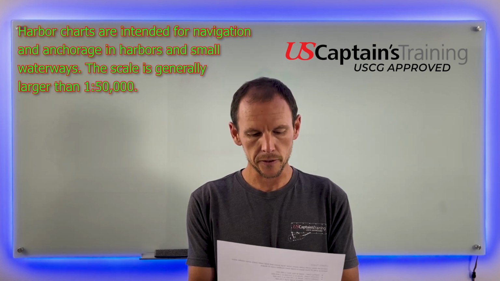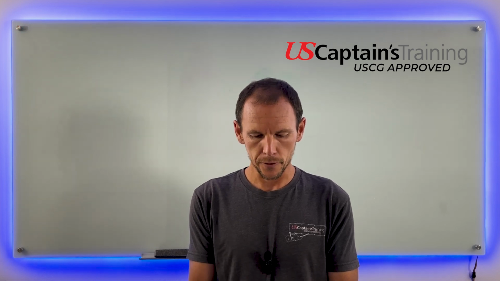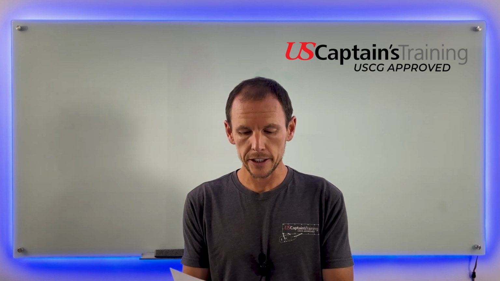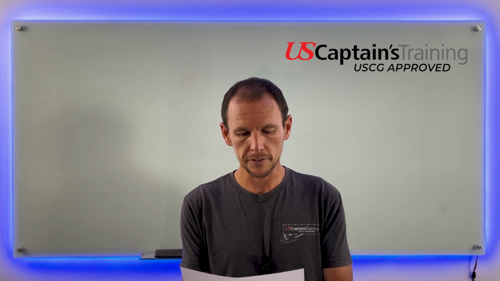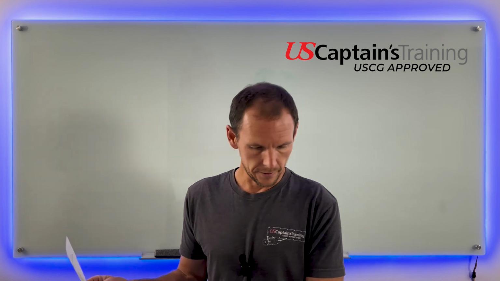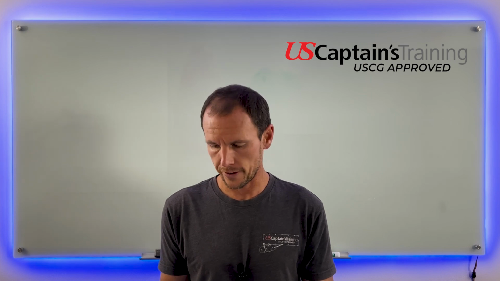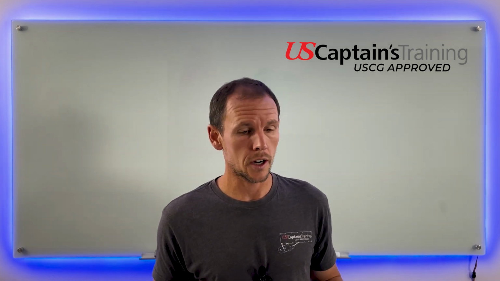The scale is generally larger than 1 to 150,000. So again, if you're wondering where the Block Island chart fits into this, this is a coastal chart. It's intended for inshore coastwise navigation for entering or leaving bays and harbors of considerable width, right? That describes this Block Island Sound and Approaches chart very well. There's a couple more things about this chart that we should talk about.